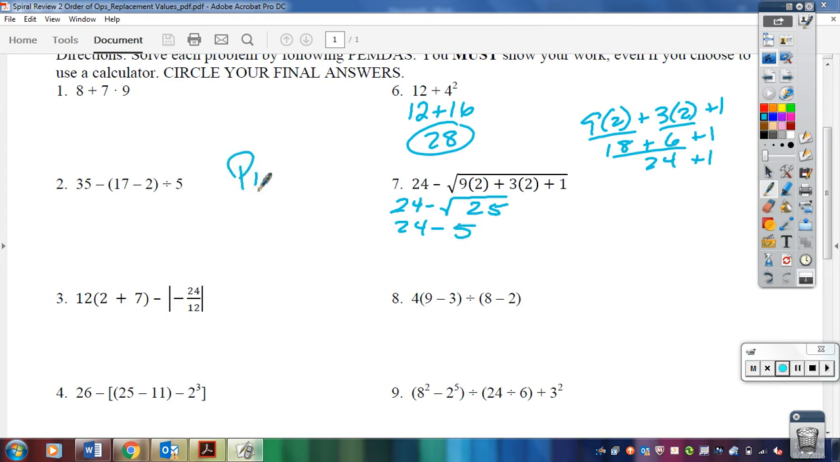Square roots actually, if you look at PEMDAS, square roots actually fall into the exponent category. 24 minus 5 is 19. Circling your answers.